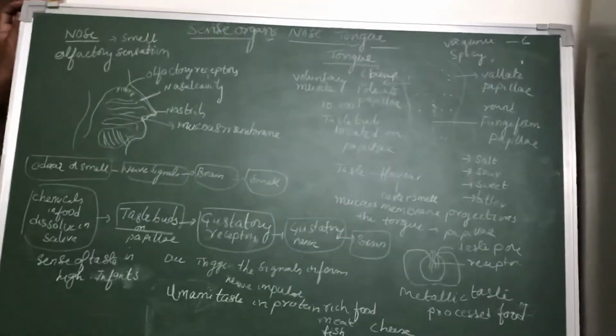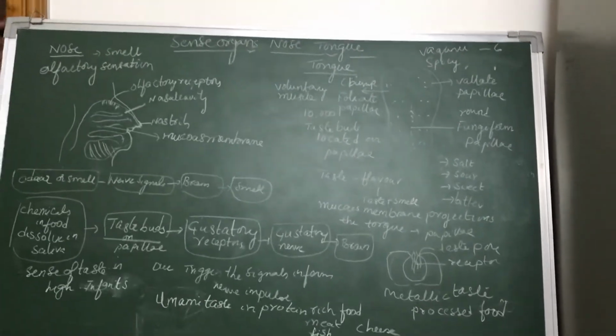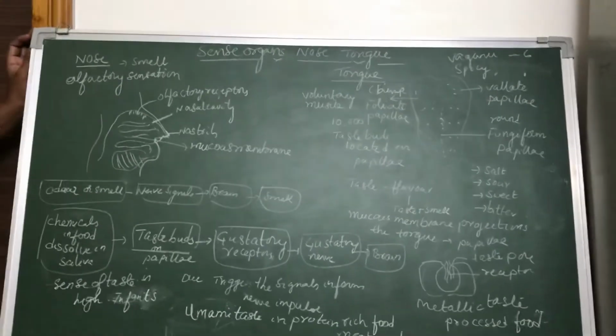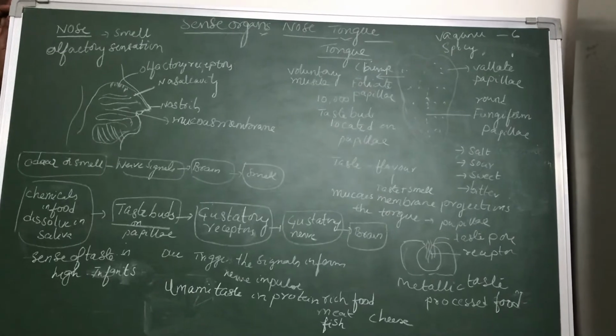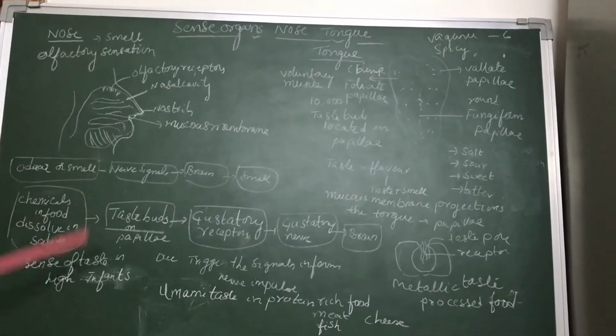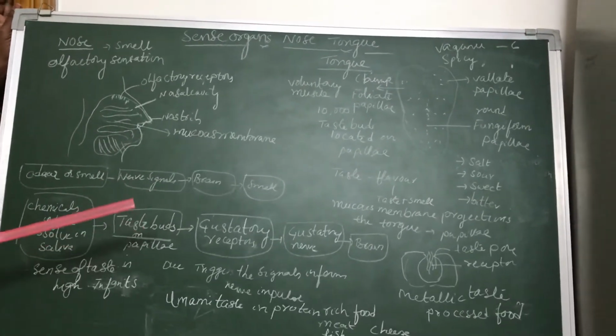The main important function of the nose is to smell. Not only smell, the nose also helps us to breathe air. The sensations are received by receptor cells present in the nose. We call them olfactory receptors, and the sensation we call olfactory sensation. Let us discuss the different parts present in the nose and how we detect the sensation of smell.